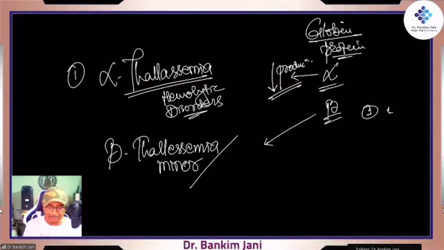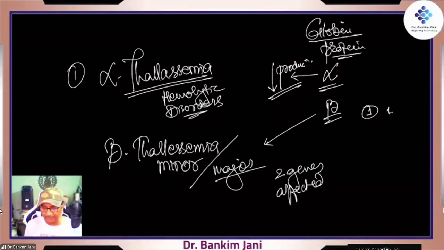It develops only when it becomes major. That means when both the genes are affected, right? Two genes affected. So when two genes are affected, it will be major. In that case, full-fledged symptoms will develop. When it is minor, only one gene is affected.